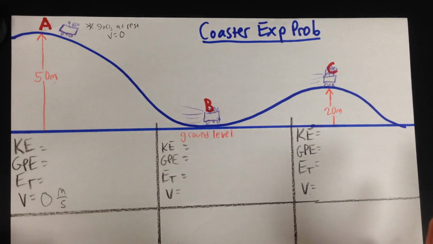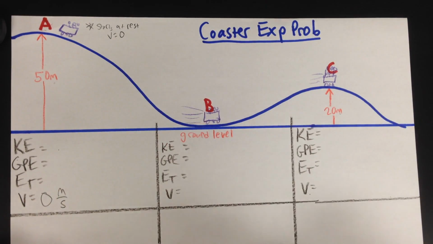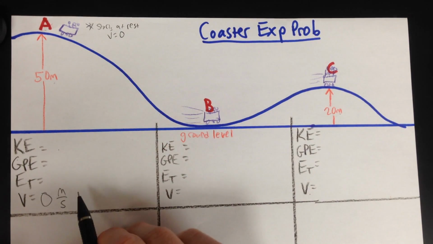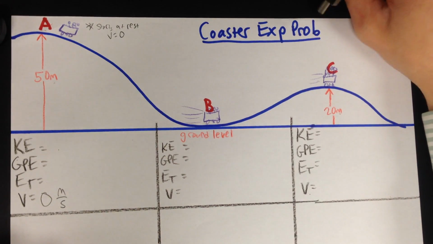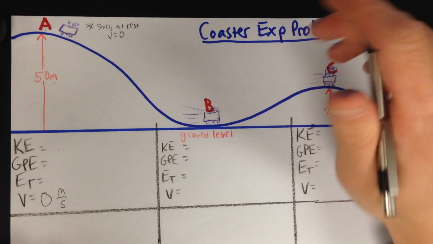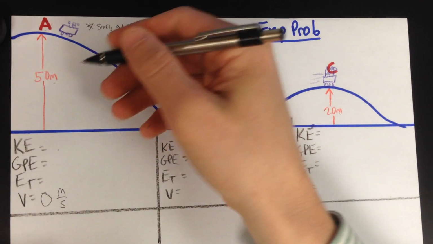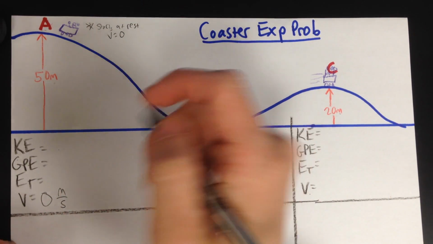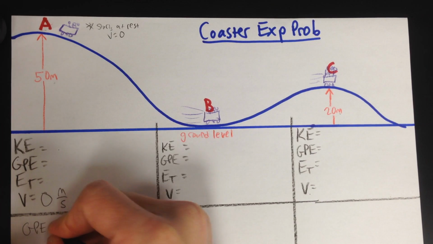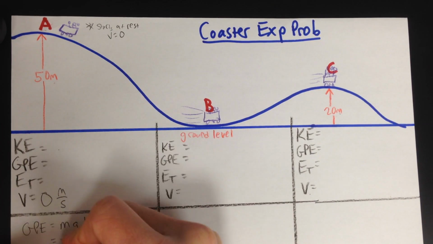And I want you to solve for basically four things at every position. I want you to solve for kinetic energy, gravitational potential energy, total energy, and velocity at position A, B, and C. All right. So we're going to start with letter A. At letter A, you've got a height of 50 meters, so you could use that to calculate your GPE. Remember, GPE equals mass times gravity times height. I'm going to do all my calculations down here.